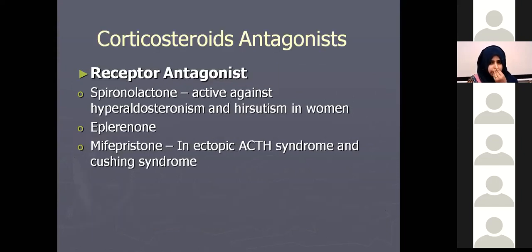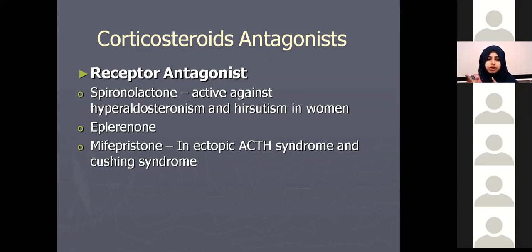Then we have certain corticosteroid antagonists. We divide it into receptor antagonists and others. In receptor antagonists, spironolactone is a basic drug. Can you recall which class spironolactone belongs to? Spironolactone is basically a diuretic. So what is the similarity between the two? Spironolactone has a steroid ring.